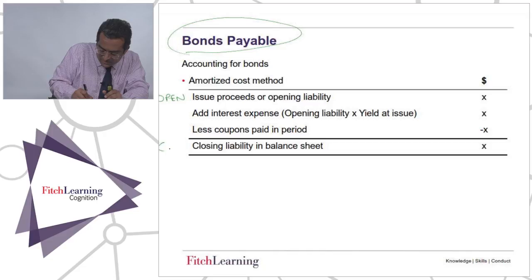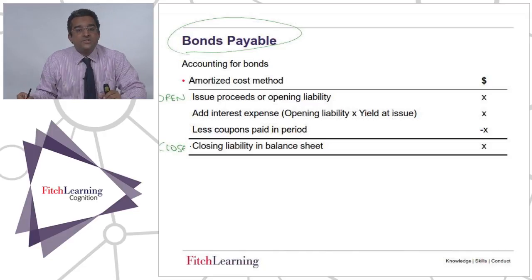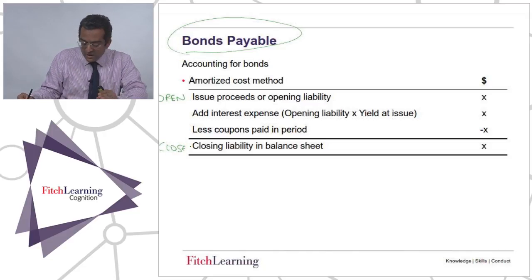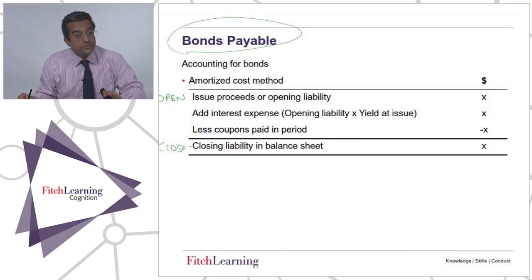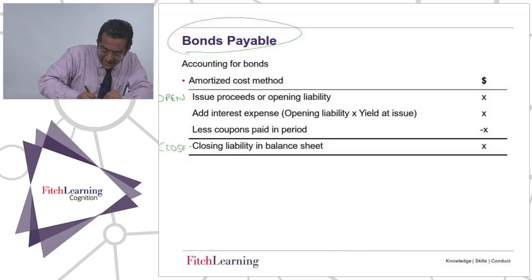Now, the correct methodology, guys, would be to start with your opening liability, which of course could be the issuance proceeds. At the very beginning it would be, but even on any given period of date after that, we say add on, so plus the interest expense. Okay, so add on the interest.